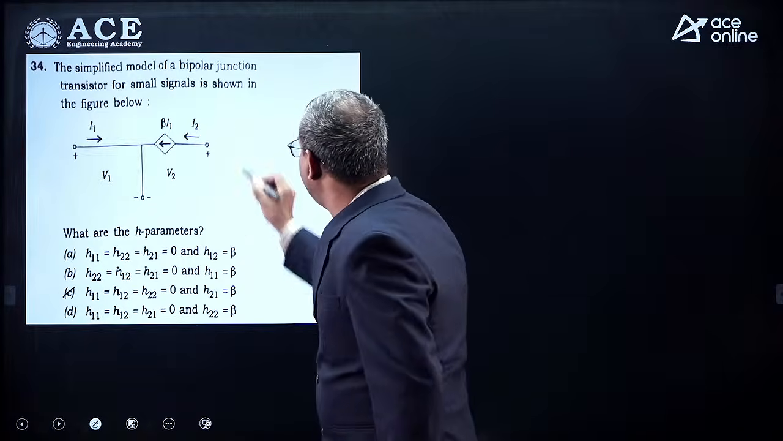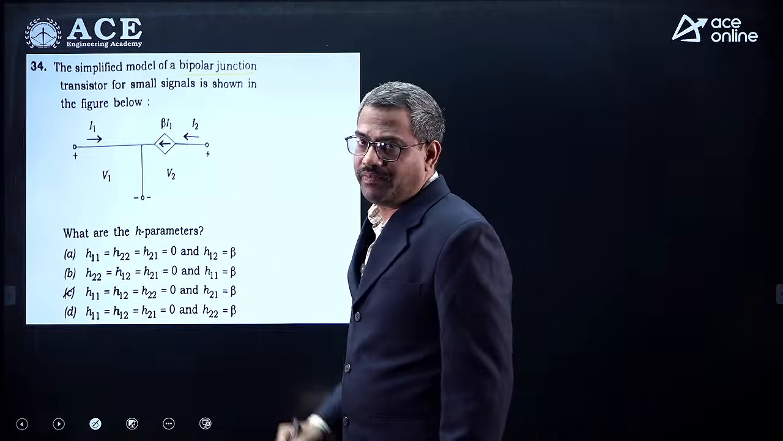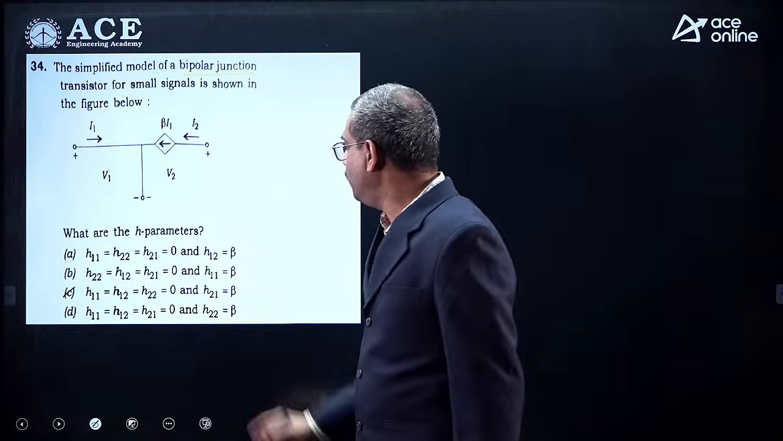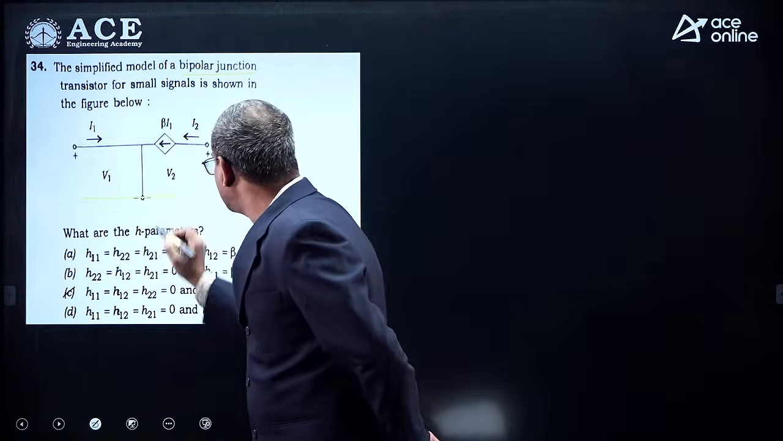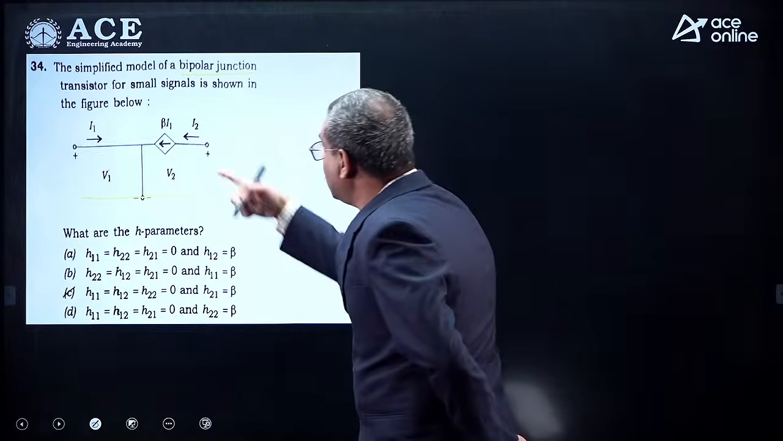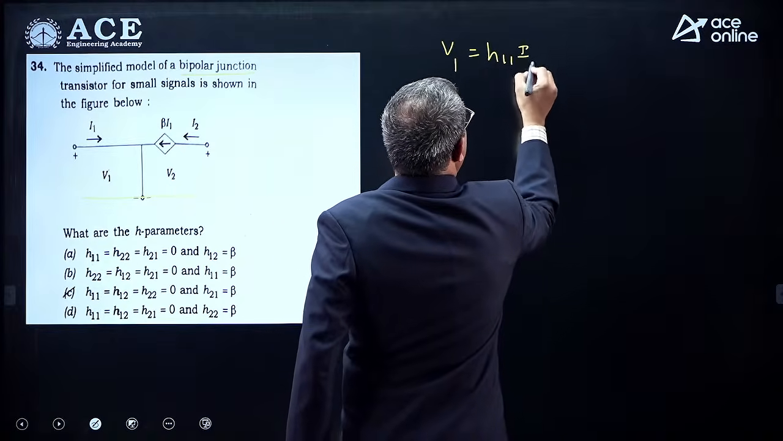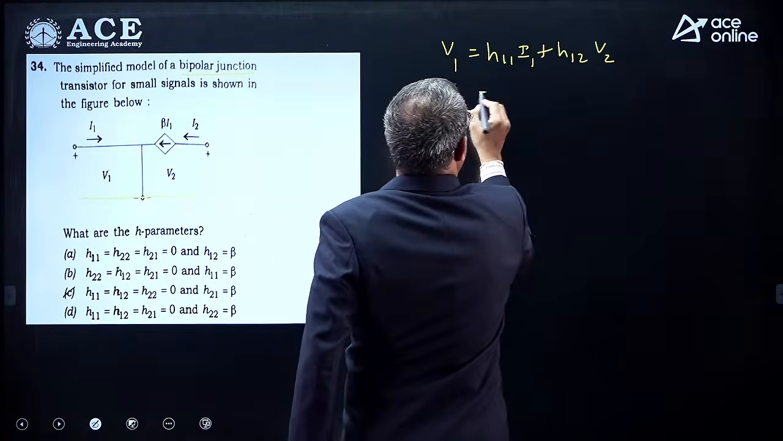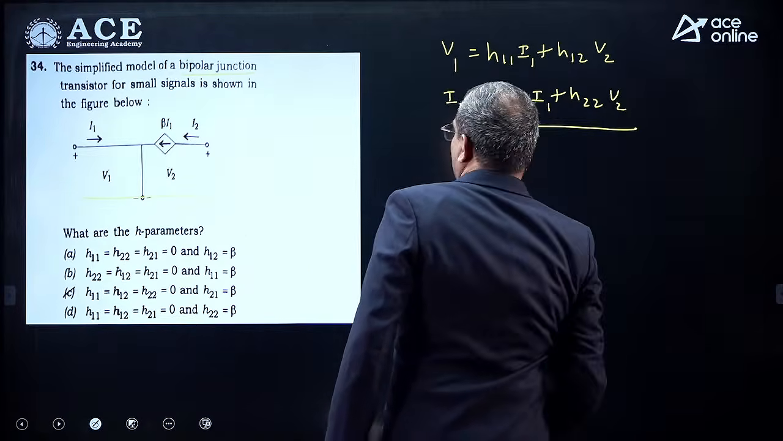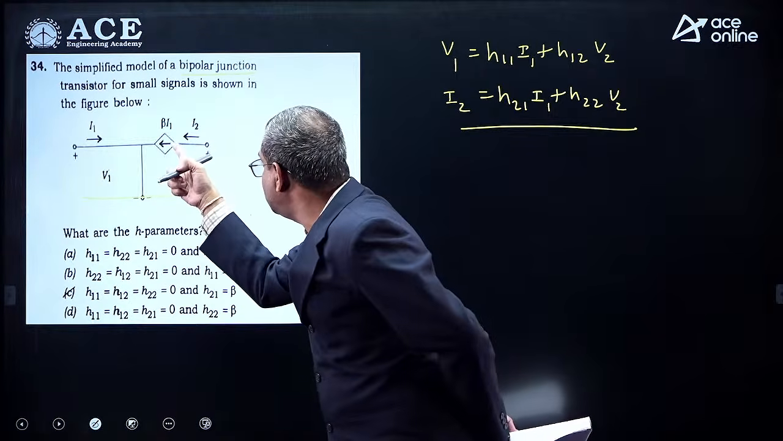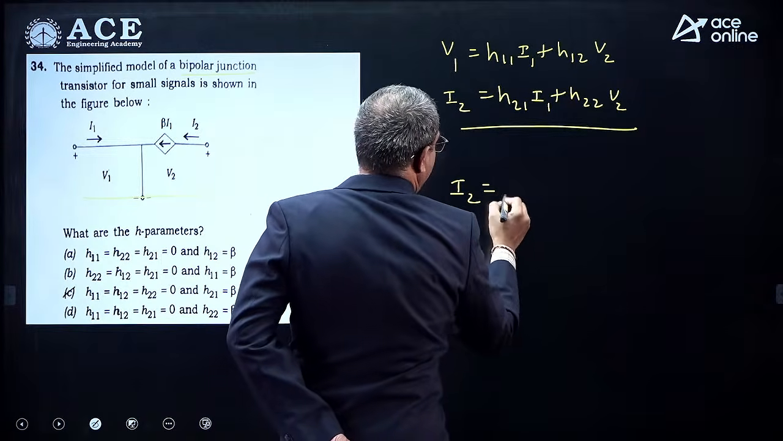See this question: the simplified equivalent circuit of a BJT transistor for small signals is shown, and it is asking us to find the H parameters. Very interesting, this is like one common terminal, and this is like a short circuit, an ideal wire. In H parameters, input voltage and output current are dependent: V1 = H11 I1 + H12 V2, and I2 = H21 I1 + H22 V2. From this we can directly see I2 is beta I1.